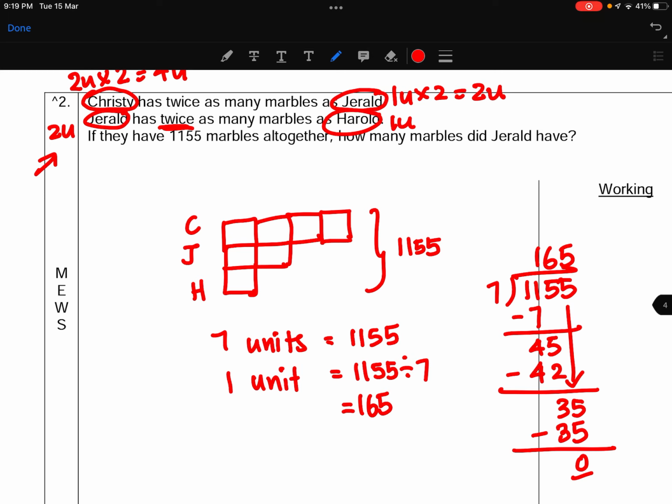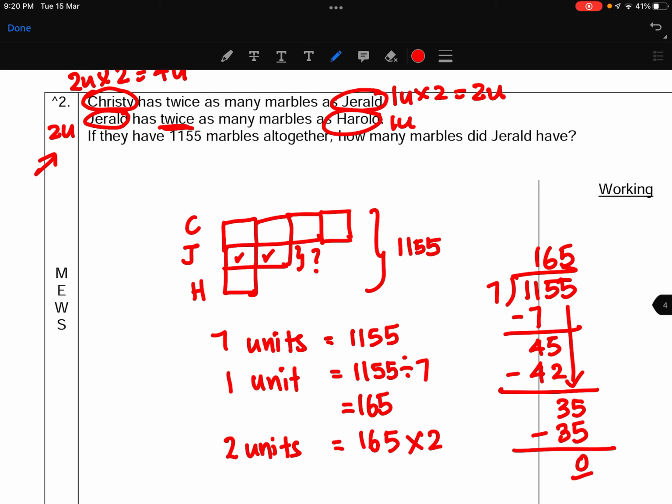It asks how many marbles did Gerald have? Now, as you can see, the question mark is very difficult to put at the bottom or at the top. You can actually put it by the side. No issues with that because you want to indicate what you want to find. So Gerald will have 2 units. You can put a tick here. 2 units.